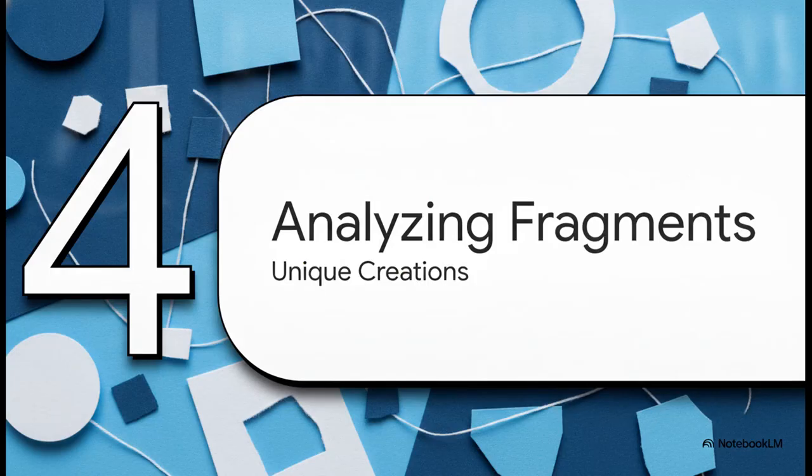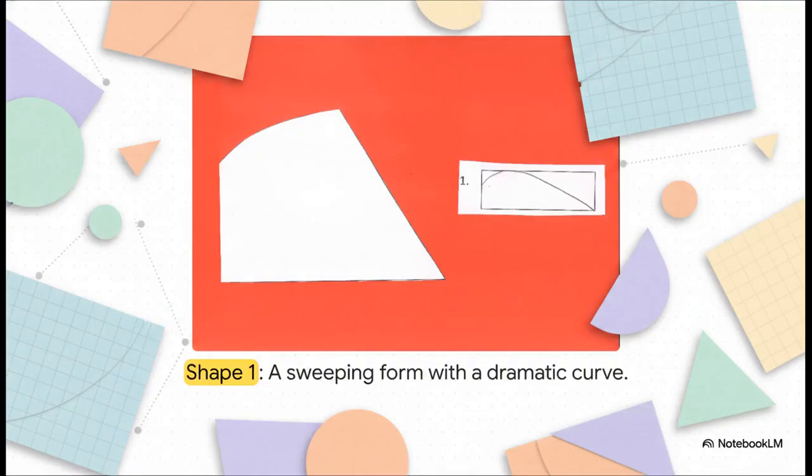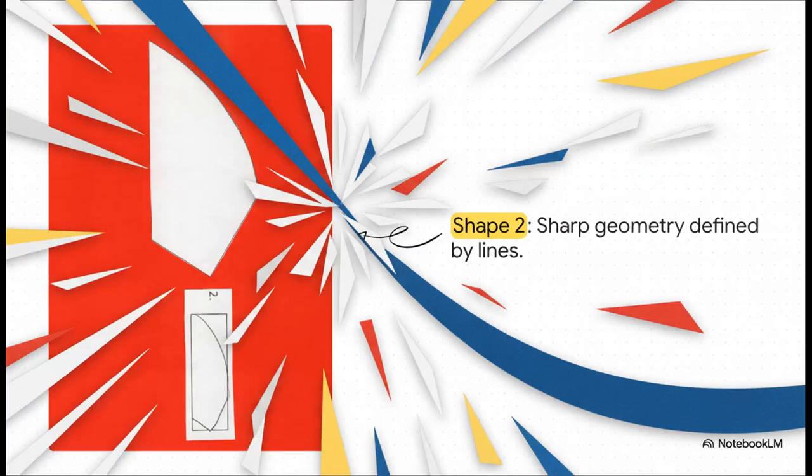Part four, analyzing the fragments. Let's break this down piece by piece. So, here we have shape 1. It's this sweeping, almost sail-like form. And if we use that little reference diagram to trace it back to its origins, we can see it maps perfectly to the bottom left of our original square. Those perfectly flat edges are suddenly interrupted by that dramatic curve we drew, which creates a completely asymmetrical, really dynamic object.